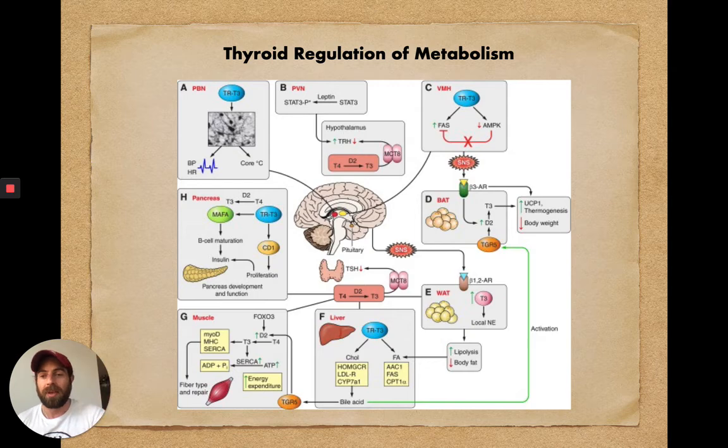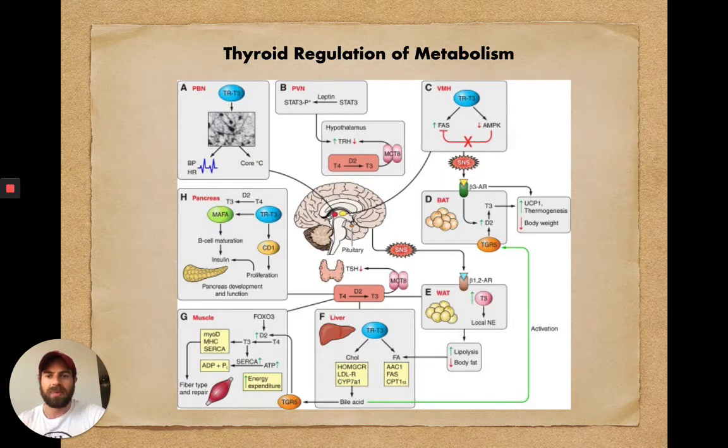What it ends up doing is it causes a decrease in blood pressure, as you see BP here, and in heart rate, HR. So that's why people with hypothyroidism, Hashimoto's, have a low heart rate, low blood pressure, low body temperature, maybe. And that's why they have cold hands and feet as well. This is just one aspect of the brain that regulates that part of the body. So low thyroid hormone does that.